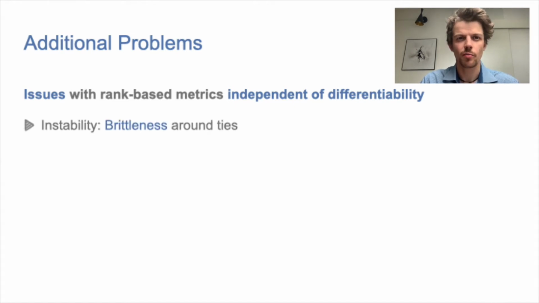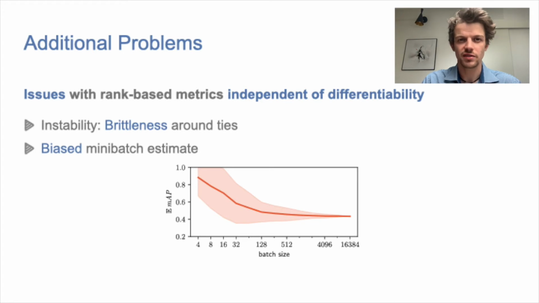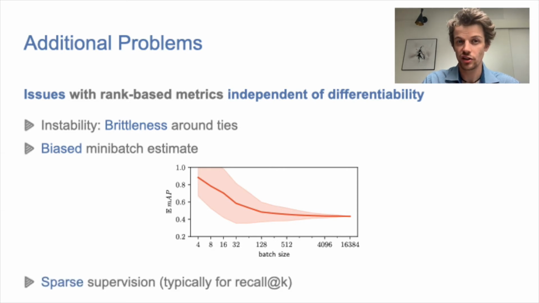Imagine, for instance, the point where all the scores are equal. Every possible rank can be attained in the neighborhood of such a point. This brings instability of the learning. Next, rank-based metrics are typically evaluated at test time over the whole dataset. During training, only a small mini-batch is available, which results in biased approximations. Additionally, these metrics give sparse supervision. For instance, the value of recall at k only depends on the rank of the highest ranked positive example.